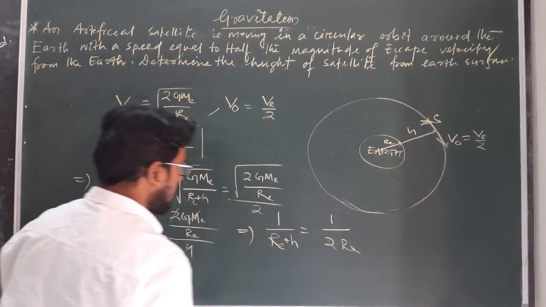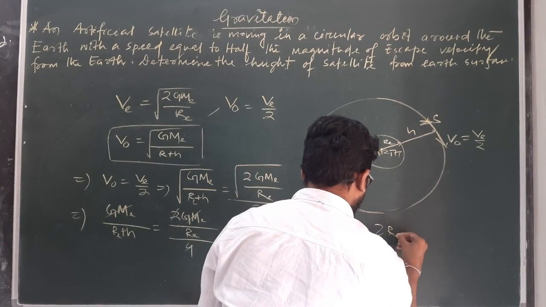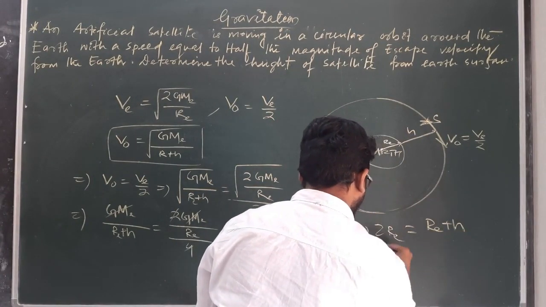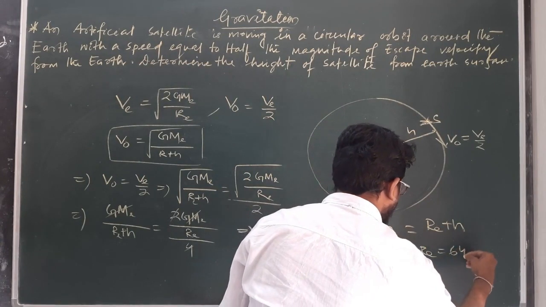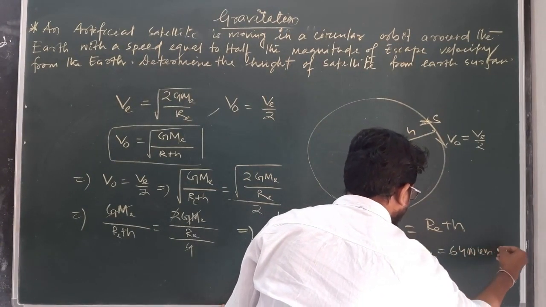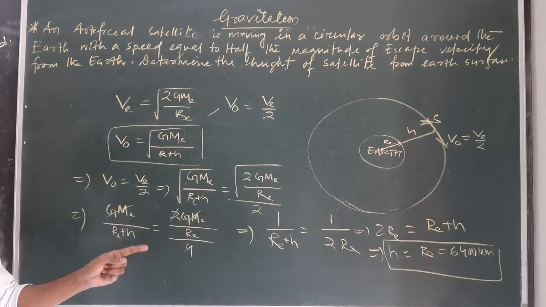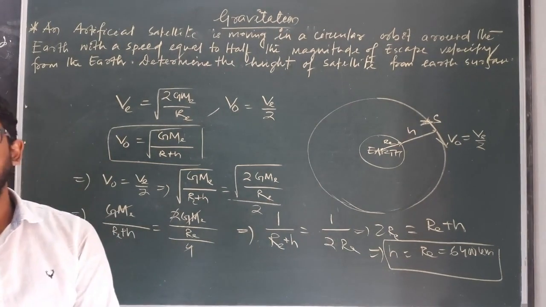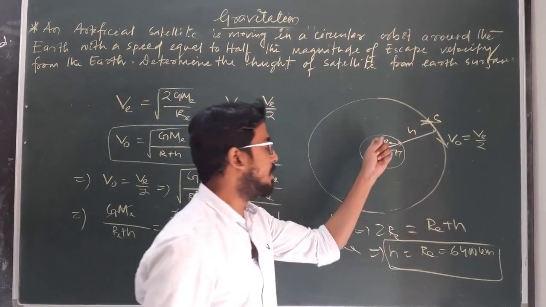So now cross multiplying this, we will get 2Re is equivalent to Re plus h. So from this we will get h equal to how much? Re, which is equal to 6400 kilometer. So the height of the satellite will be 6400 kilometer from the surface of earth. So this is the expression for height of the satellite from the surface of earth.